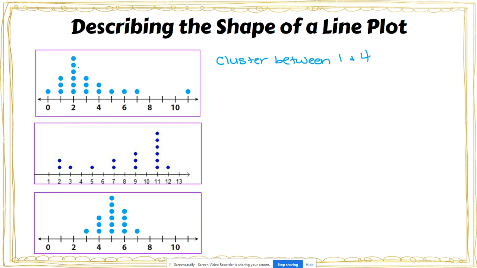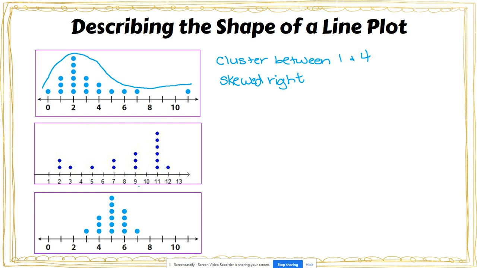I can also see that this data is not symmetrical, but I notice that I have a cluster over here to the left, and if I were to draw a line to represent this, it would go like this. And it seems as if I have a tail over here to my right. This would mean that my dot plot is skewed right, because our dot plots are skewed based on where our tails are.